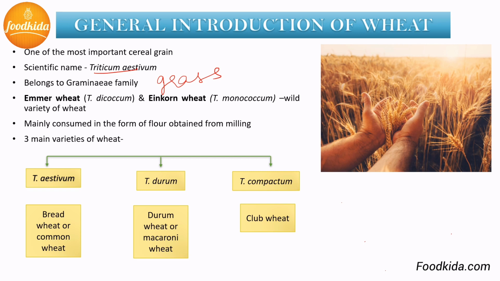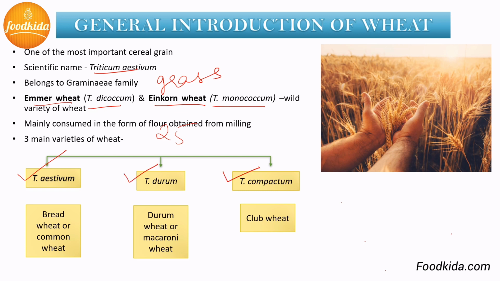There are two primitive wild varieties of wheat. First one is Triticum dicoccum, which is commonly known as emmer wheat, and second one is Triticum monococcum, which is commonly known as einkorn wheat. There are 25 species of wheat in the world, and among them only three varieties are grown in India. These three main varieties are Triticum aestivum, Triticum durum, and Triticum compactum.